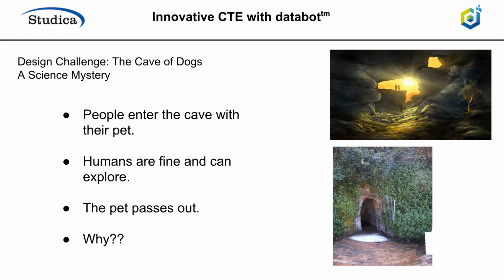Now, over 300 years ago, it was on the Grand Tour in Europe. So it was actually a kind of macabre tourist attraction where people would come. People would go in with animals, the animals would pass out, and then they would bring them back out and revive them. But the mystery was, why can a human go in there, walk around, explore, and be fine, but their pet, their dog that's walking in there with them, might pass out?